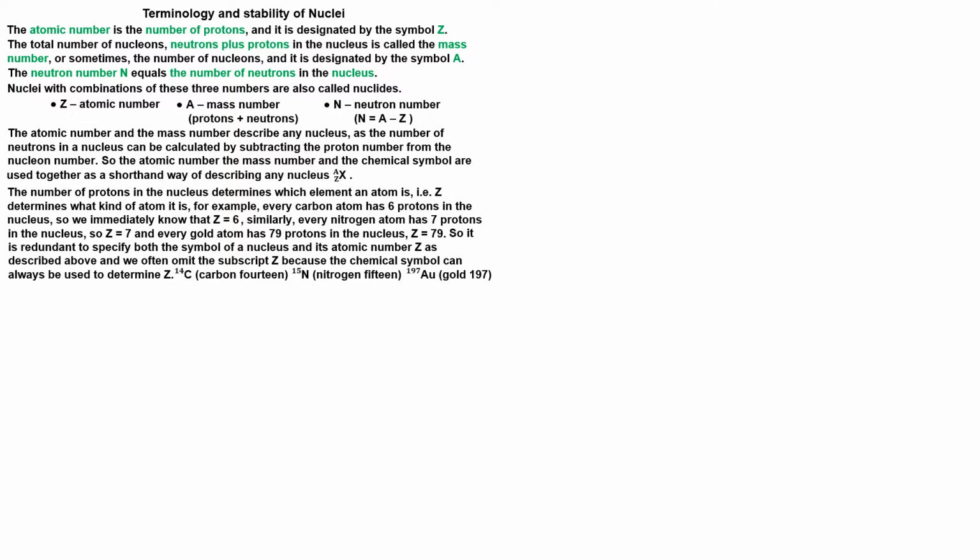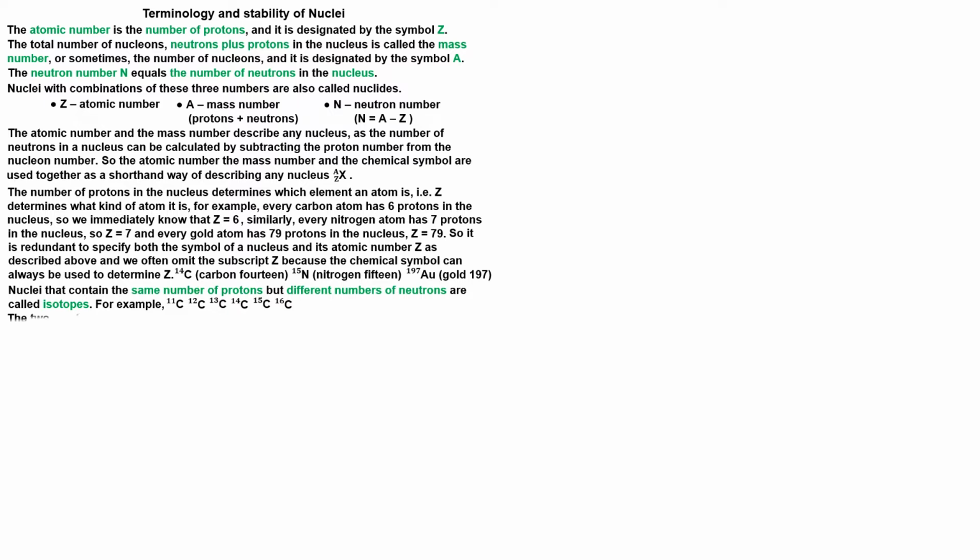Nuclei of all atoms of a particular element have the same number of protons. Although they all have the same number of protons, they may contain different numbers of neutrons. For example, carbon nuclei always have 6 protons, but they may have 5, 6, 7, 8, 9, or 10 neutrons. Nuclei that contain the same number of protons but different numbers of neutrons are called isotopes.